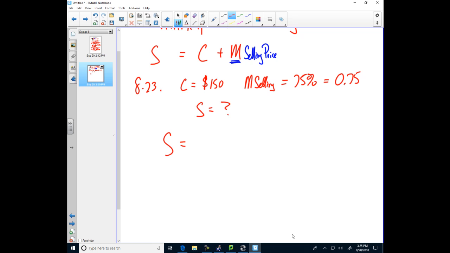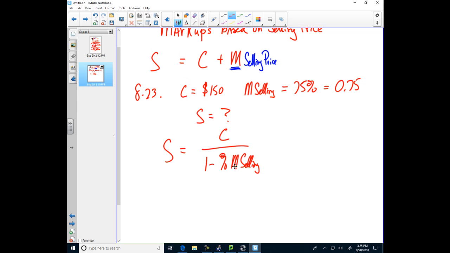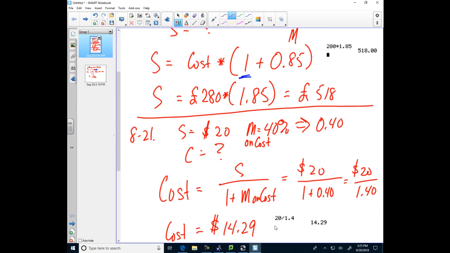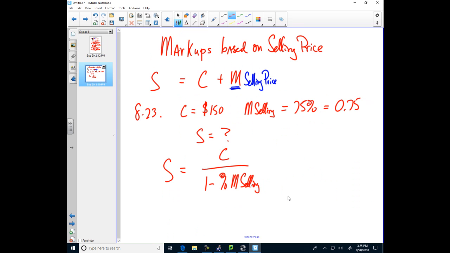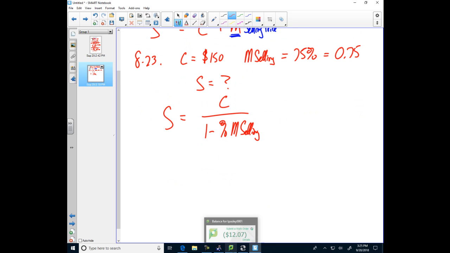S equals C divided by 1 minus percent markup on the selling. By the way, how's that different than the one we used before? Yeah, this one is a minus. The one in the previous examples was a what? Was a plus. Okay. Interesting little distinction there, isn't it? You got to pay attention to these pluses and minuses.